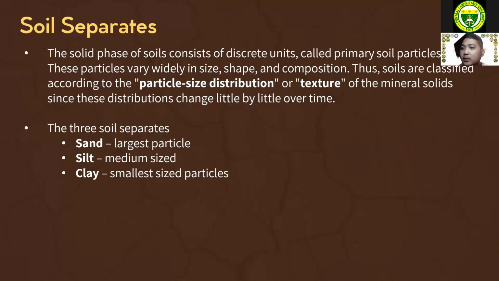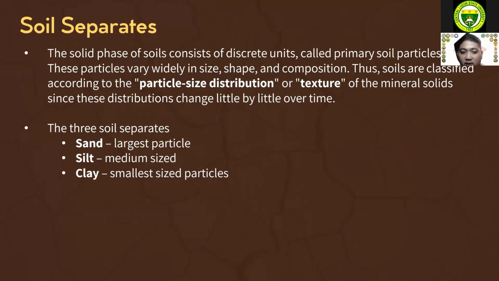So malaman natin what are the soil separates, which is the sand, silt, and clay. Soil separates, these are the solid phase of soils consisting of discrete units called primary soil particles. So soil separates is also called the primary soil particles. These particles vary widely in size, shape, and composition. Thus, soils are classified according to particle size distribution or texture of the mineral solids, since this distribution changes little by little over time.